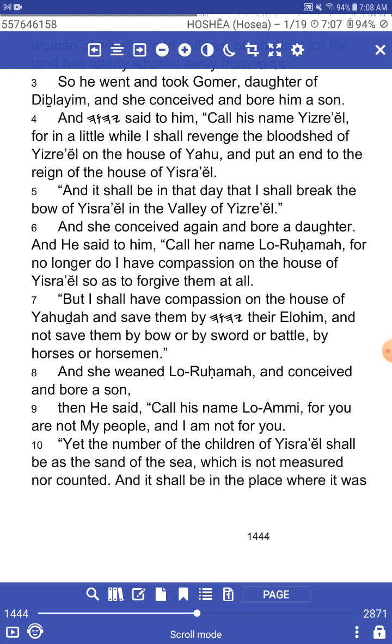And she conceived again and bore a daughter. And he said to him, "Call her name Lo Ruhamah, for no longer do I have compassion on the house of Yisrael, so as to forgive them all. But I shall have compassion on the house of Yehuda, and save them by Yahuwah their Elohim, and not save them by bow or by sword or battle, by horses or horsemen."